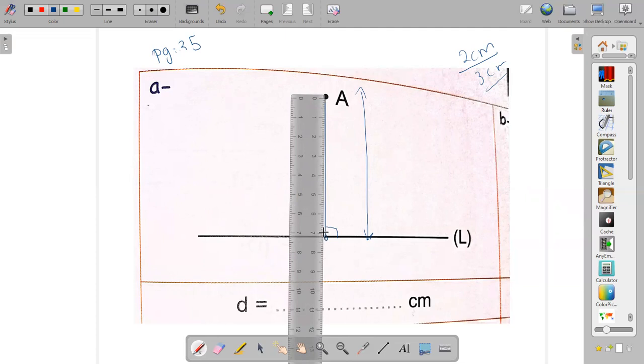Here, it's 7 centimeters, but for sure on your math book, it's less than 7. It's 3 centimeters on your math book, but here it's bigger. On your math book it's 3 centimeters, but here on the screen it's 7 because I made it bigger. So if you put the ruler on your math book and check from the point A to the line L, you measure it, it's 3 centimeters.